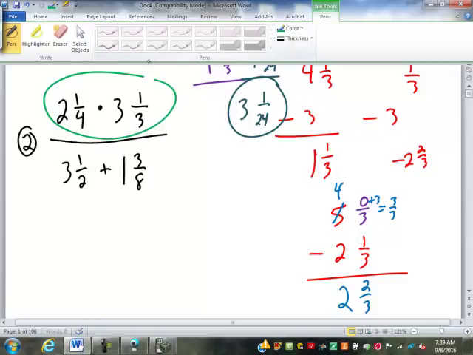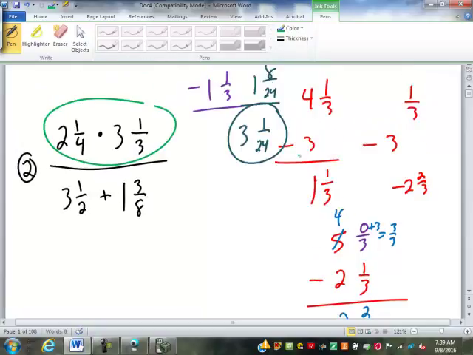On top here, 2 1/4 times 3 and 1/3. Well, that's 2 times 4 is 8 plus 1 is 9/4. 3 times 3 is 9 plus 1 is 10/3. So 9 and 3 cross cancel, give me 1 and 3. 4 and 10, give me 2 and 5. 3 times 5 is 15. 2 times 1 is 2. So on top, I've got 15 over 2.